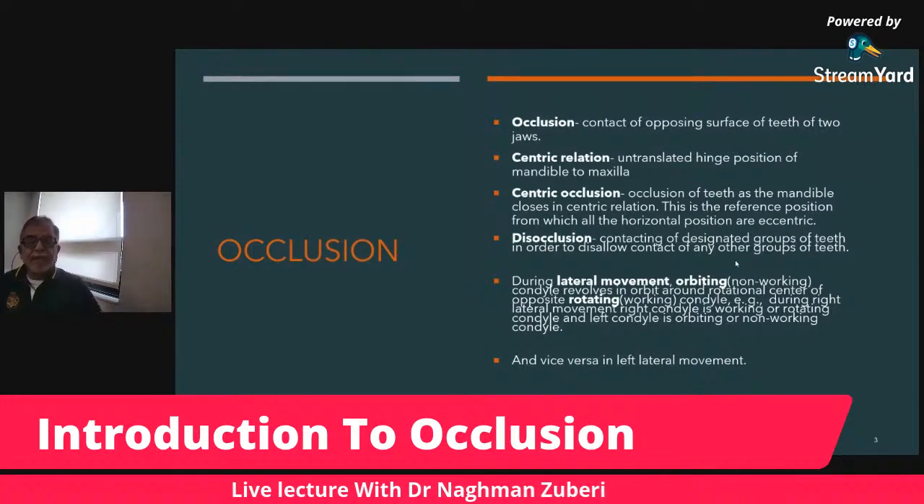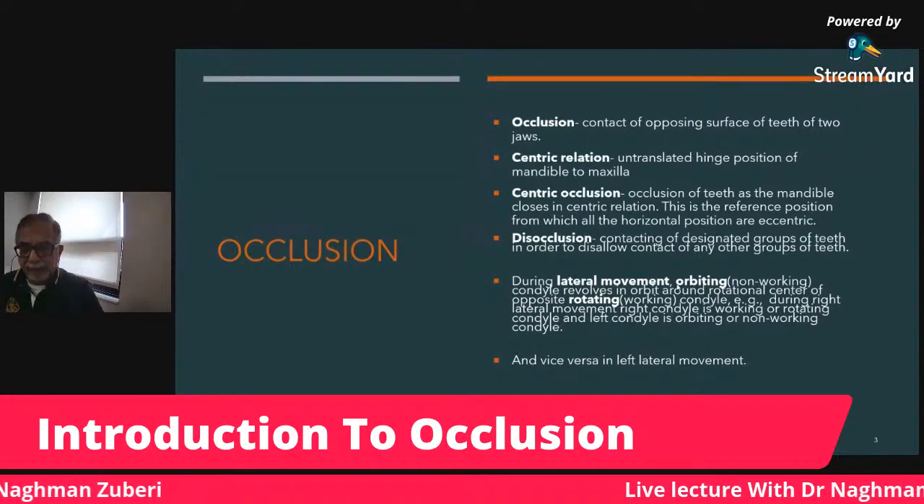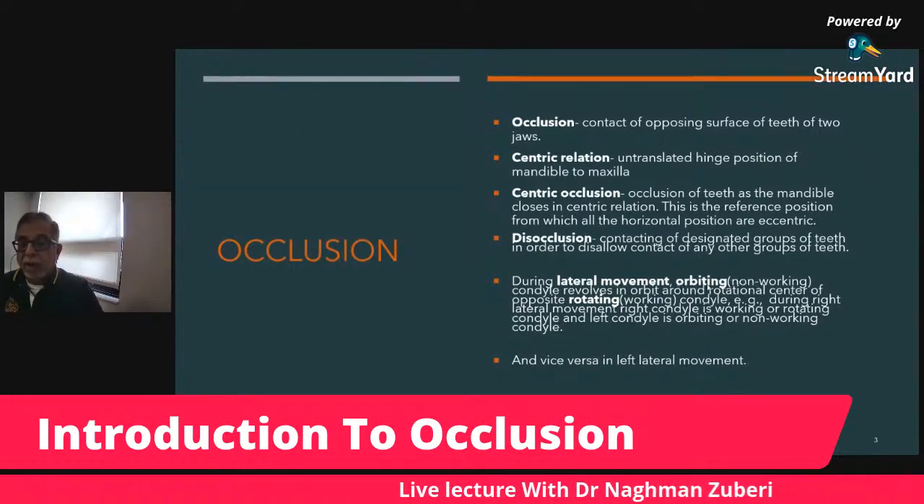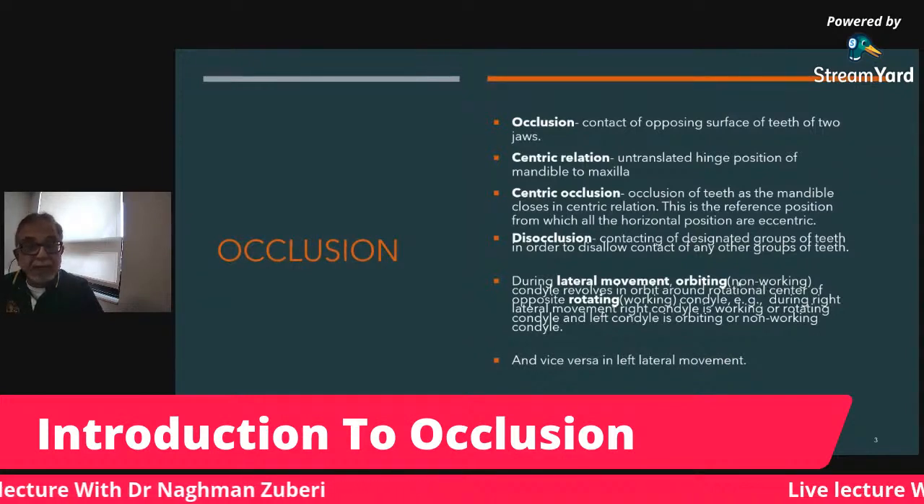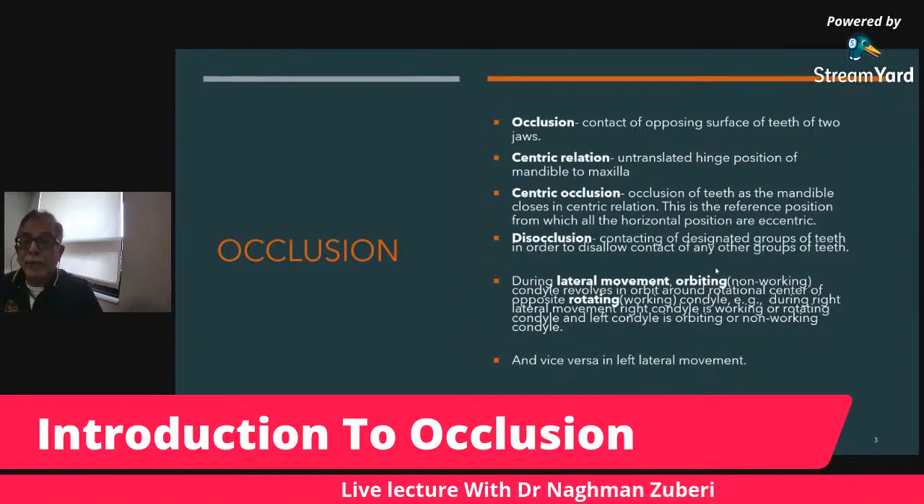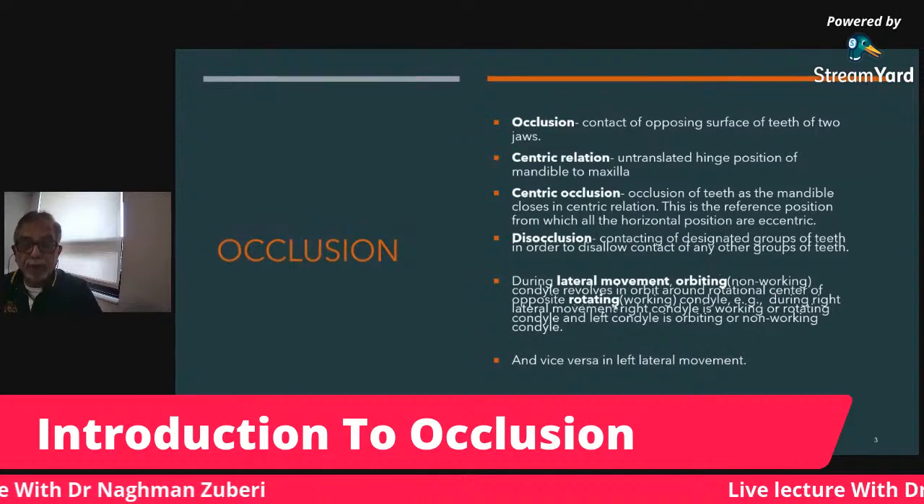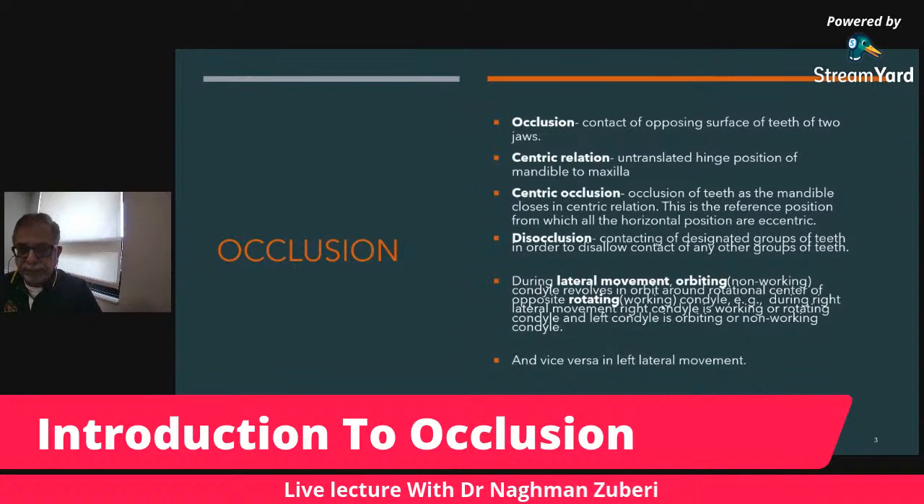Now, what is this working side and non-working side? When there is a lateral movement, the orbiting condyle is the non-working condyle, but that doesn't mean it is not working. It even works more than the working side condyle, which is called the rotating condyle. I will show you the pictures.